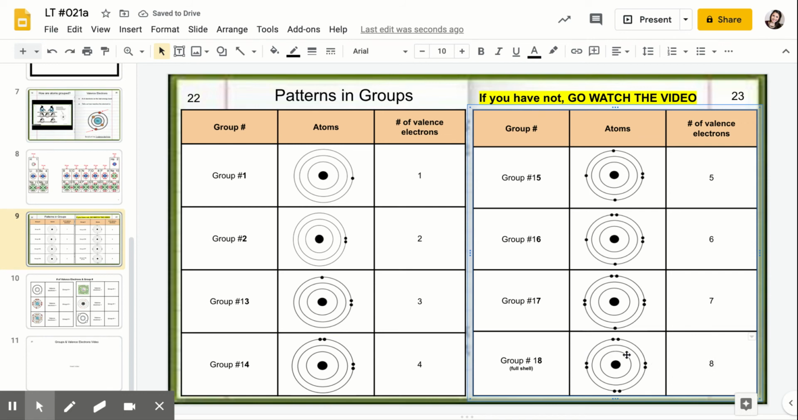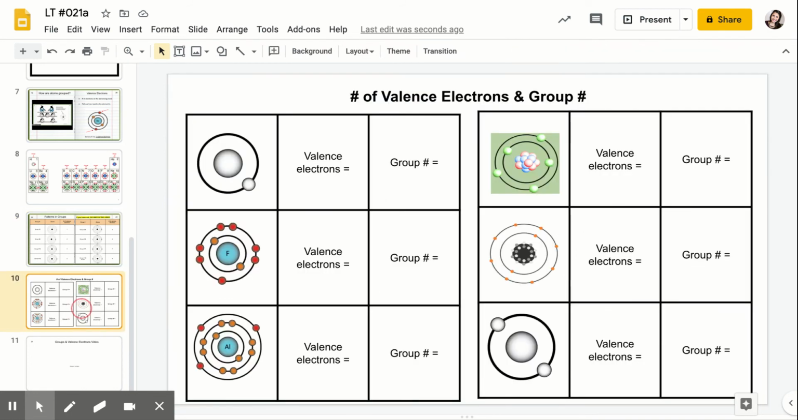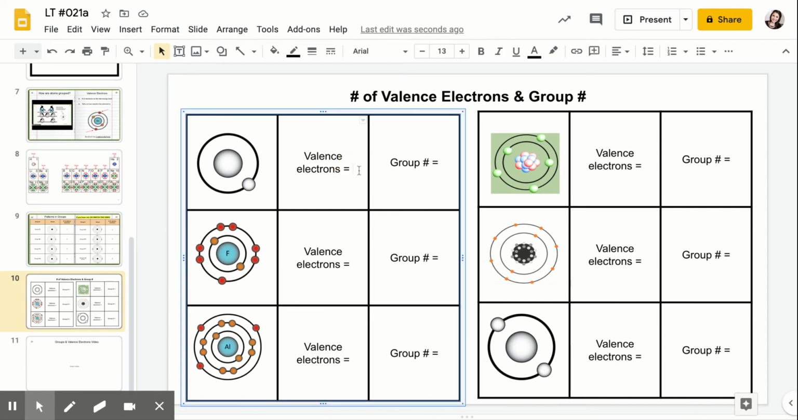So you're looking for that full shell. That full shell. So now what you're going to do is we're going to count how many valence electrons and what group it's in. So 1 valence electron, it's in group 1. This one has 1, 2, 3, 4, 5, 6, 7. So it's in group 17. This one has 1, 2, 3 valence electrons. So it's in group 13.